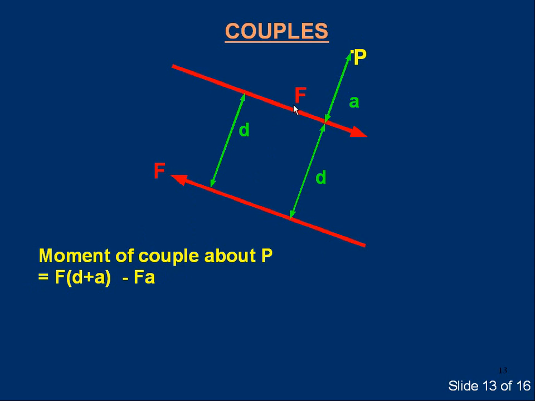The other force, the top force, is producing a moment which is anti-clockwise about P. And the size of the moment is F times a. So from the bottom force we've got that moment, and from the top force we've got minus Fa. Expand that: Fd plus Fa minus Fa. The Fa terms cancel, and we're left with Fd. So it doesn't matter where P is, we could put it anywhere at all, and you'd always get the same answer, which is F times d.